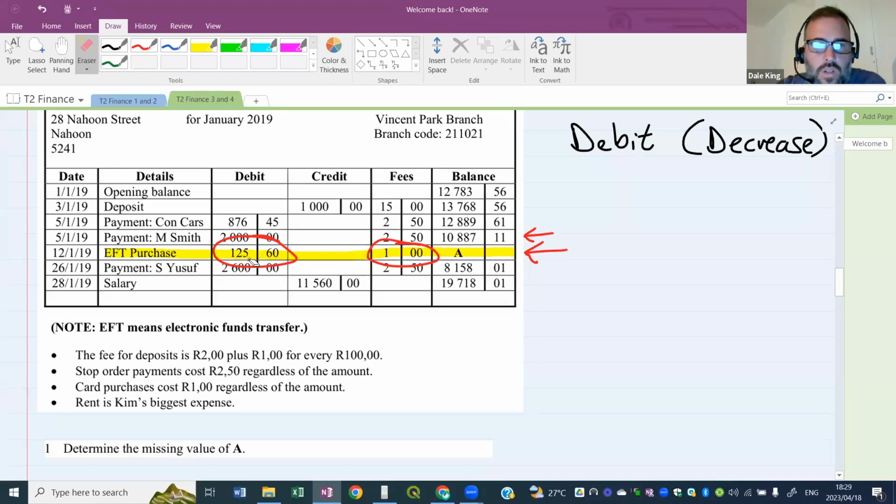So this purchase of 125.60 and the fee for that, which is R1, how does that change the balance? Now, the previous balance was like the one above, 10,887.11. How does that change if a person purchased something to the value of 125.60 with a R1 fee? So what's the new balance going to be after this occurs? Does that make sense? Yes, sir. All right, excellent. Give it a try, and then I'm going to try it now as well, and we'll see if we get the same answer.